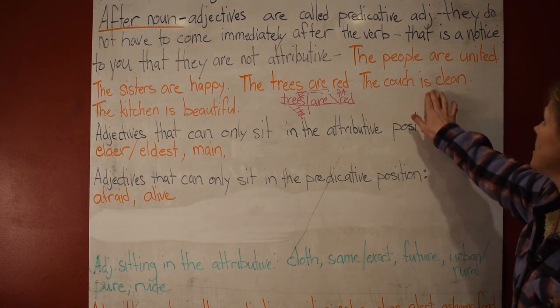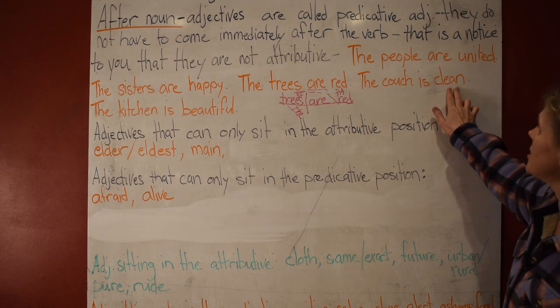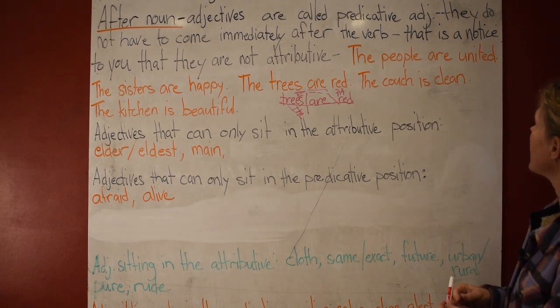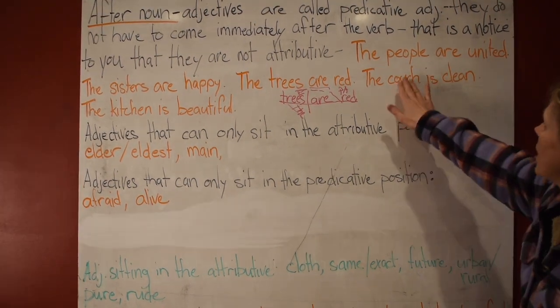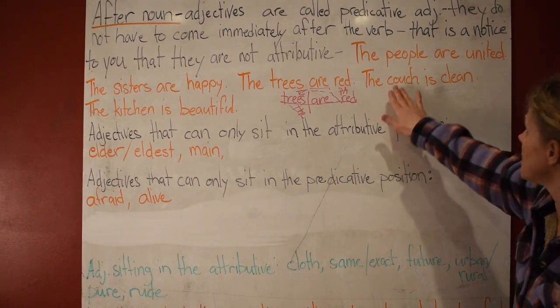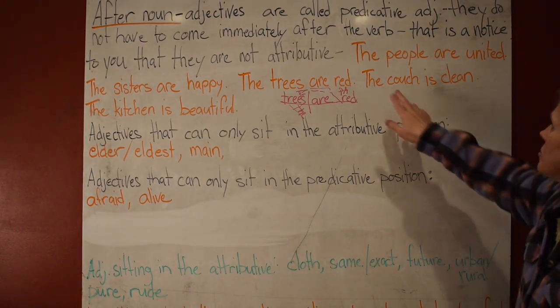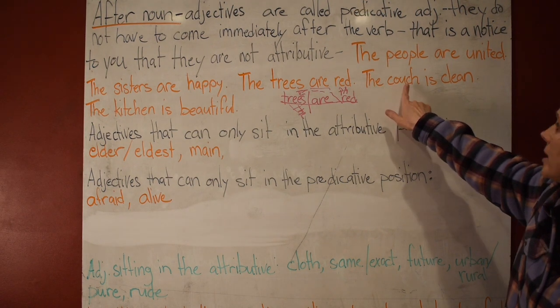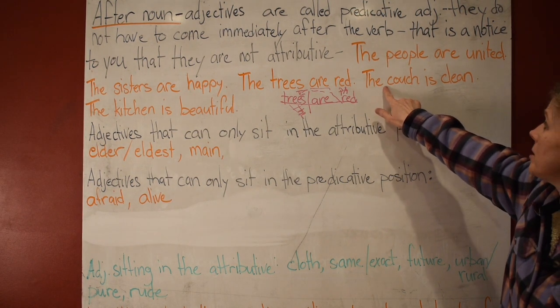Is. And it's a linking verb. It's linking this adjective back to the couch. So it's describing what is the couch? It's clean. It's a clean couch. So you can see how you could put clean couch right here? That would be the attributive position.